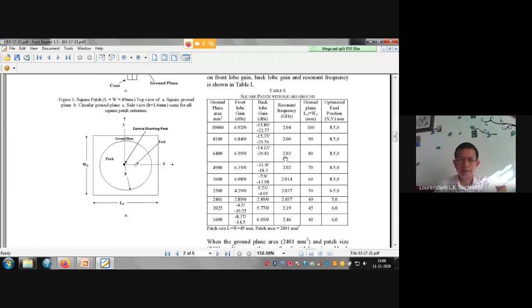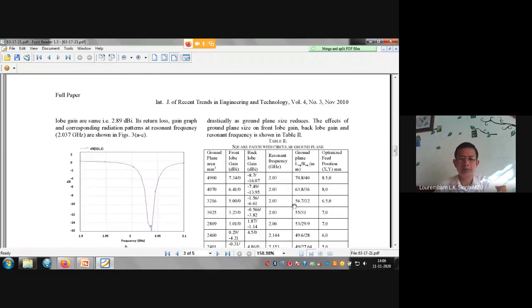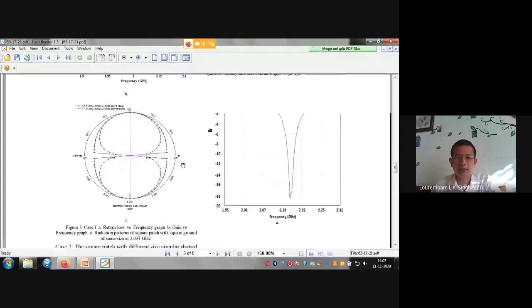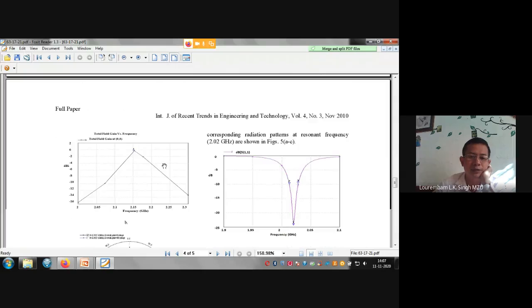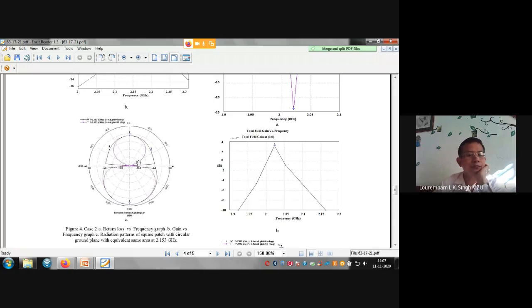The study was conducted for the square patch with the square ground plane. What happens to the patch when the size of the ground plane keeps on reducing? That study has been done, and similarly we have done it for the square patch with the circular ground. So here, the square patch with the square ground radiates equally in the front lobe, the main front side, and the back side. So this is not desirable for that application.